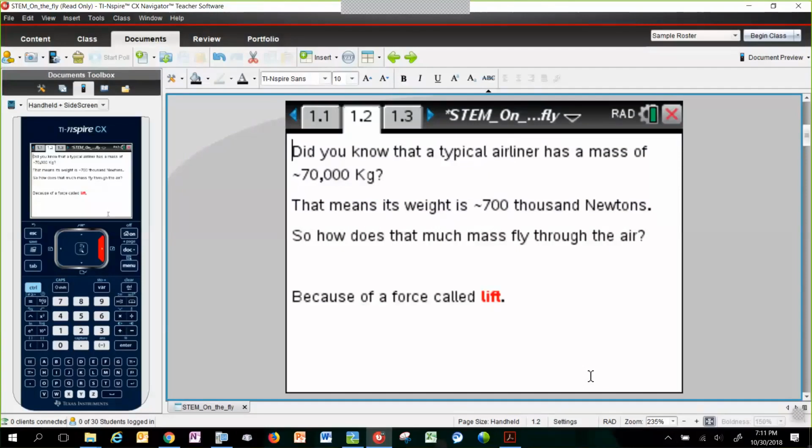And so when we talk about weight in science class, we're not really talking pounds, we're talking newtons instead. Weight is a force, and the newton is a measure of force, so that means the plane's weight is about 700,000 newtons. So that's a lot of mass to get up into the sky, and we need a force to do that, and that force is called lift. Okay, Curtis?